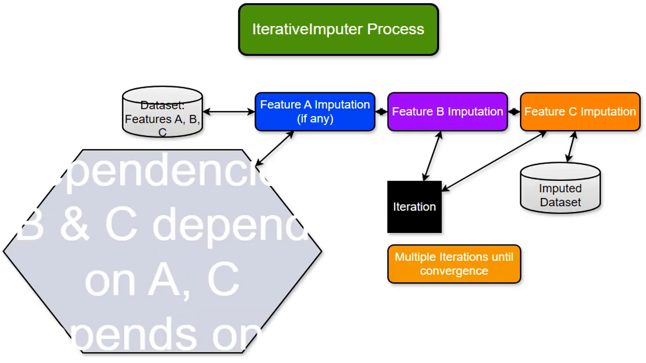The relationships between features A, B, and C are crucial. Think of it as a chain reaction. Feature B's values depend on feature A's values. Then feature C's values, in turn, depend on B's values. This chain of dependencies affects how the imputation will work. Filling in missing data for B will need to account for A. Similarly, filling in missing data for C will need to consider both A and B.